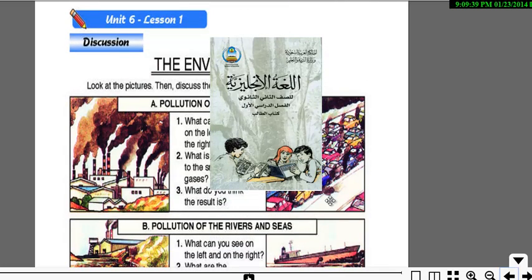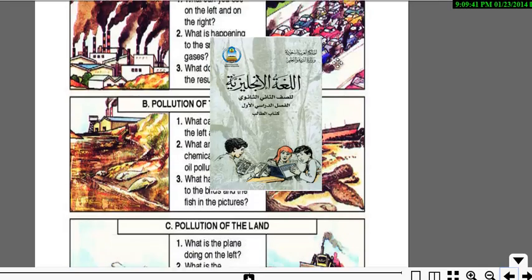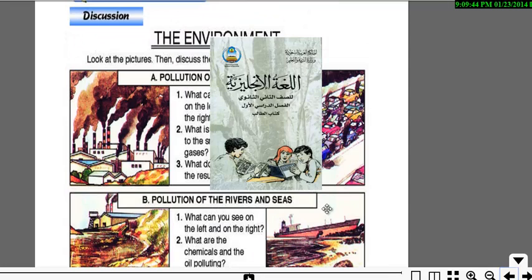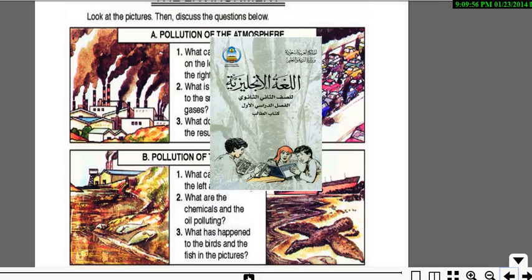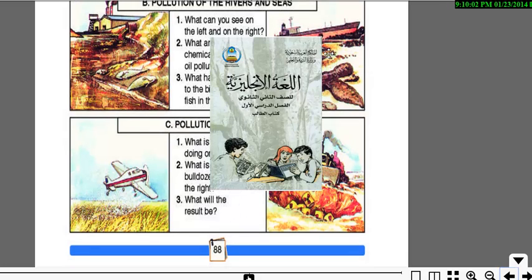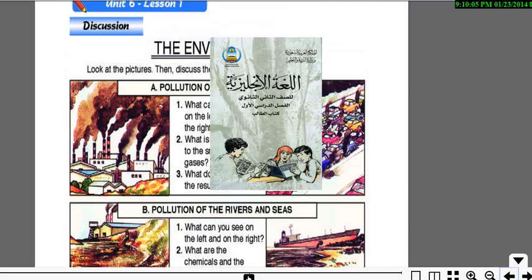We've got a discussion, as usual, to start the unit, and it's entitled The Environment, with 3 parts in the lesson. It says here, look at the pictures, then discuss the questions below. We've got 3 titles: A, pollution of the atmosphere, B, pollution of the rivers and seas, and C, pollution of the land. There is pollution of the brain, of the vision, and lots of kinds of pollution, but what we're focusing on is pollution of the environment, things that are substantial or that you can actually measure, as we're used to in the literature of environment and pollution.